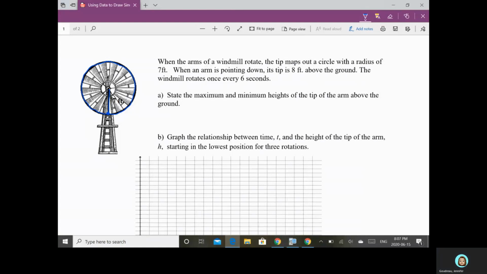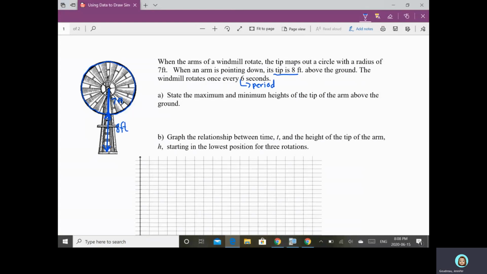Here's what we know. We know that the radius of that circle is 7 feet. And we know that when the arm is pointing down, just like this arm is doing here, its tip is 8 feet above the ground. So this distance from the ground to the tip of the arm is 8 feet. The windmill rotates once every 6 seconds. That's going to be important. That tells us what the period of the function is, how long it takes to go through one rotation.